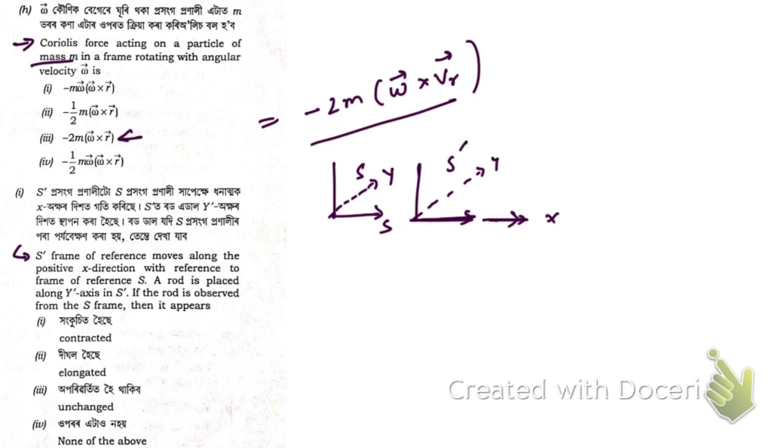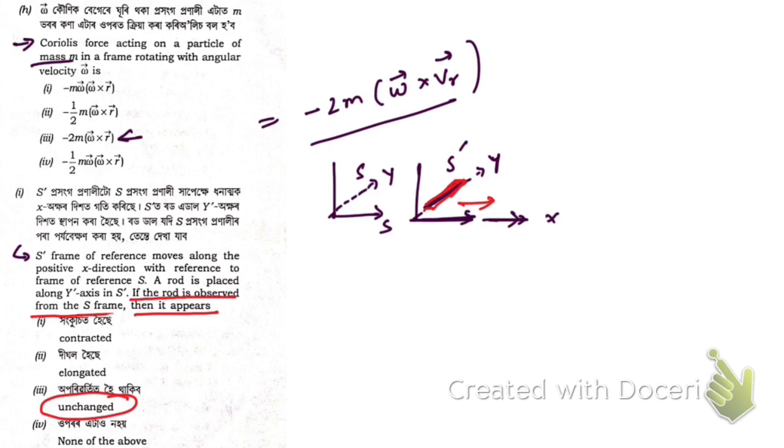Right, along the y-axis a rod is placed, but as this is moving along the x-axis, there will be no change in length along the y-axis, right? So here, if the rod is observed from the S frame, then it appears contracted, elongated, unchanged, or none of the above. It's going to be unchanged. So option 3 is the correct answer, right?